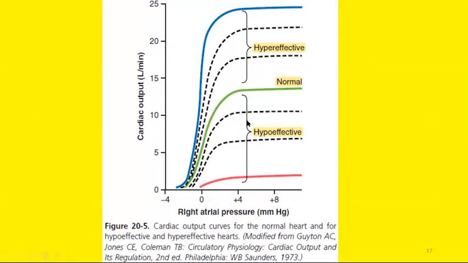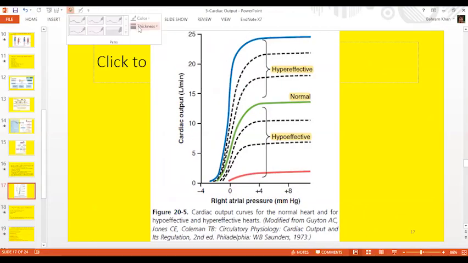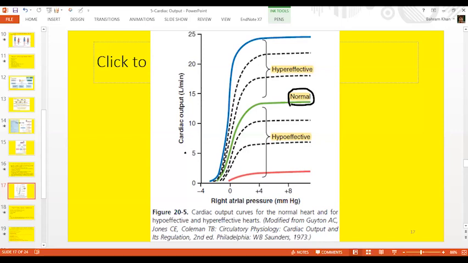Now this is the cardiac output curve. This is the normal cardiac output curve in green. You must understand the right atrial pressure is on the x-axis and the cardiac output in liters per minute on the y-axis. So for a normal cardiac output of 5 liters per minute, the pressure inside the right atrium is around 0. You can see at 5 liters per minute, the right atrial pressure is 0 millimeters of mercury.